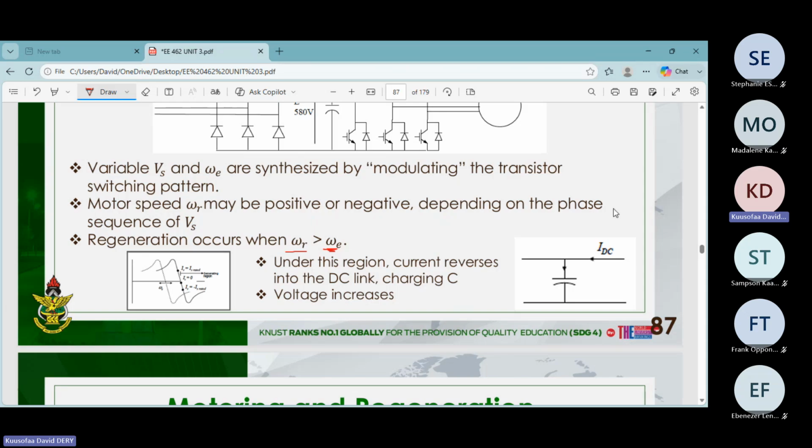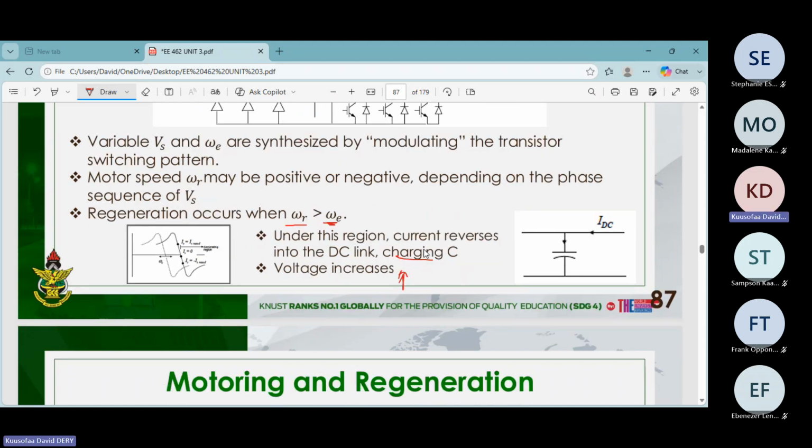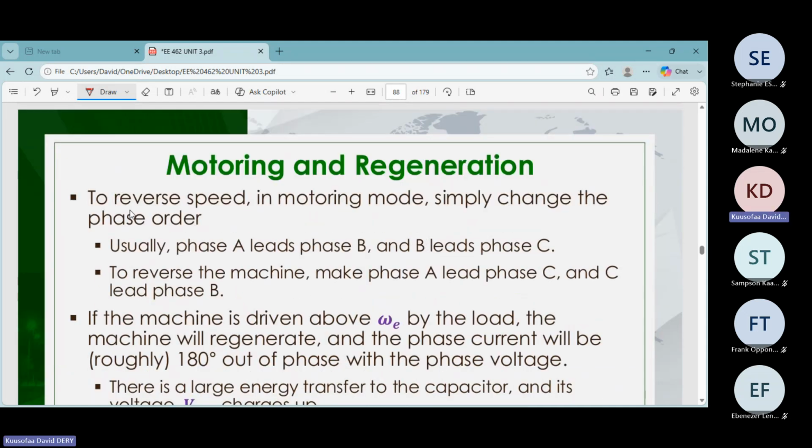So the current that is coming will be charging what? The DC link capacitor. So because of that, its voltage is going to increase. So to reverse the speed in motoring mode, simply change the phase order. We've seen that. So how do we change the phase order? Normally, phase A leads phase B, B leads C. And when you reverse the order, A will lead C and C will lead B.